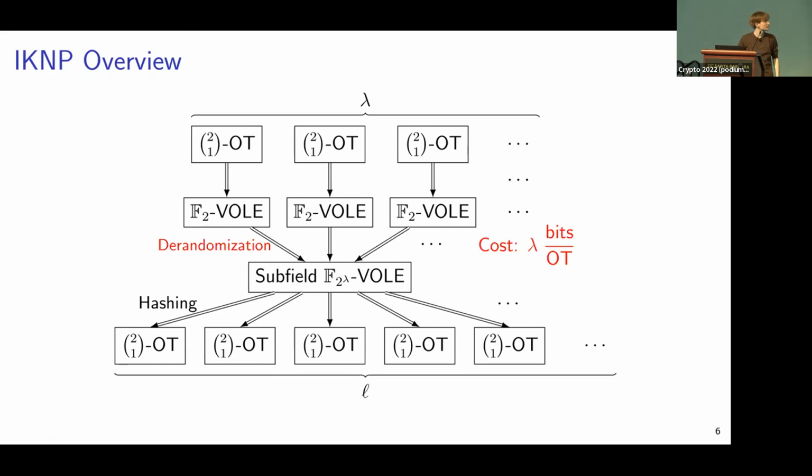So the only place where there's communication cost, after the initial setup, is this de-randomization step. You have to reveal some information in order to make all the U's the same. In each OT, there is a whole row you have to reveal. So it costs lambda bits per OT to de-randomize.